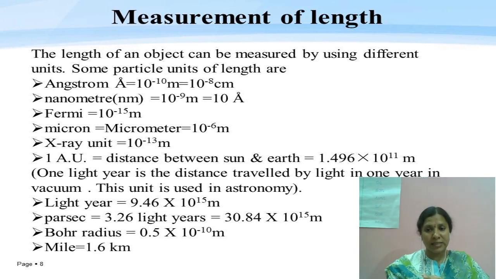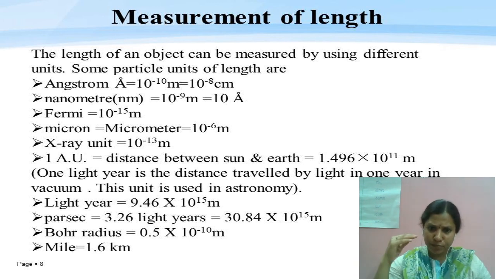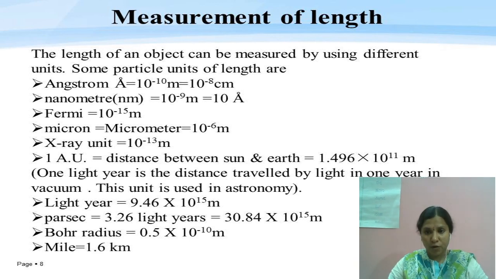Okay, so 1 parsec is 3.26 light years. If you multiply 3.26 into 9.46 into 10 power 15, you get 30.84 into 10 power 15 meters. Bohr radius is 0.5 into 10 power minus 10 meter. And 1 mile is equal to 1.6 kilometers. So these are the various different units we are going to use for length.